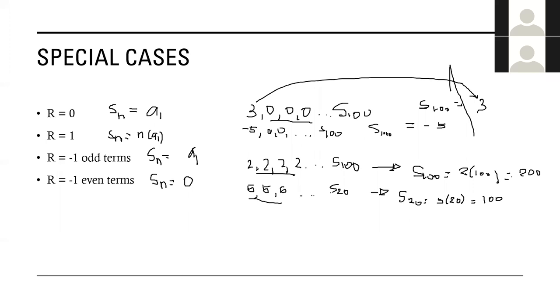Bakit po? Let's have an example. Ano po ba itsura kapag ang R equals negative 1? If you started with 2, the next one is negative 2, then 2, then negative 2. Kung 3 yan, 3, negative 3, then 3, negative 3. Same number, pero nagbabago-bago ang sign. Yan ang indication that R equals negative 1.